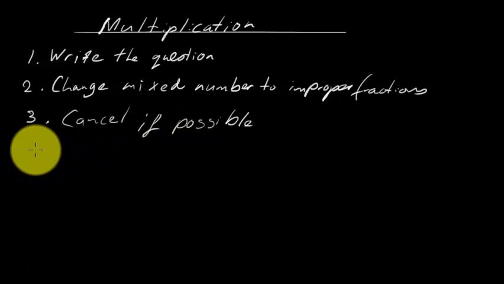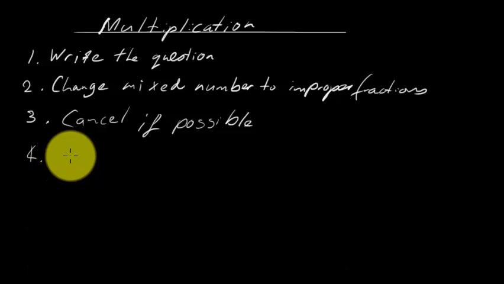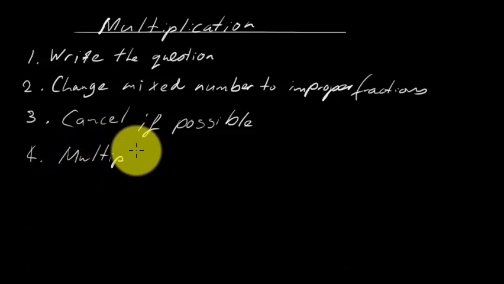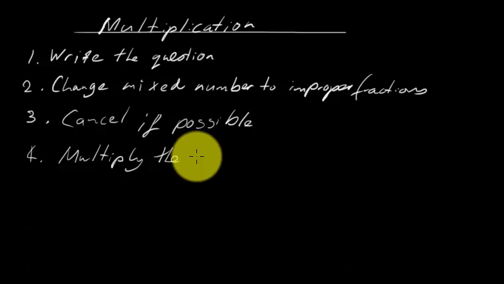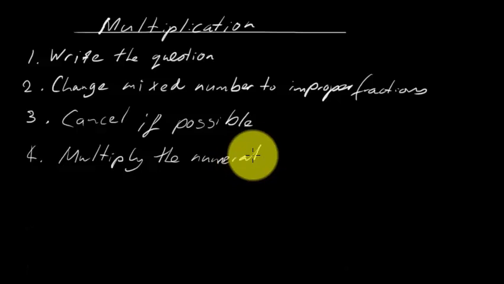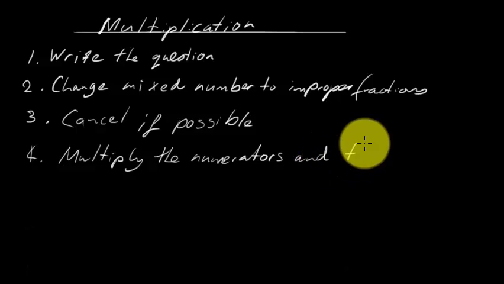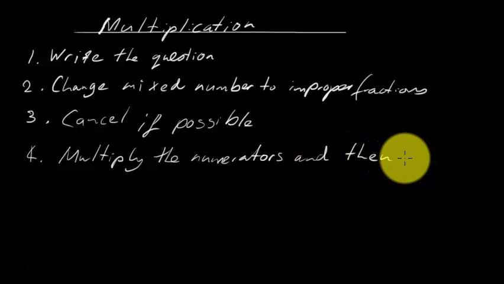So the fourth step is to multiply the numerators and then multiply the denominators. If you've got two fractions, both with numerators and denominators, you times those together. So multiply the numerators and then multiply the denominators. Okay, and we'll see an example of all these steps shortly.